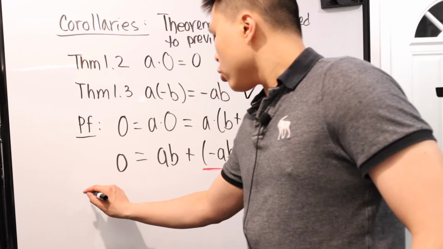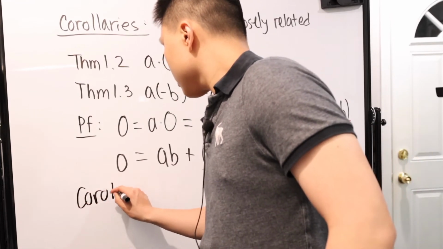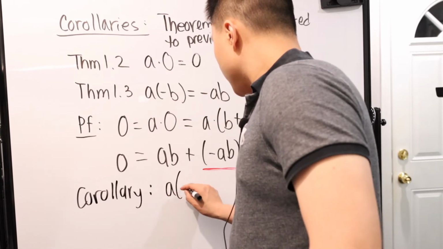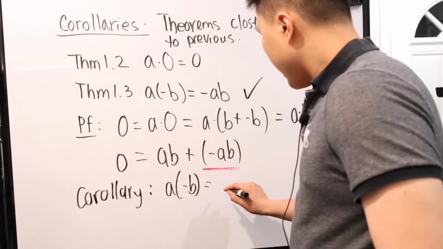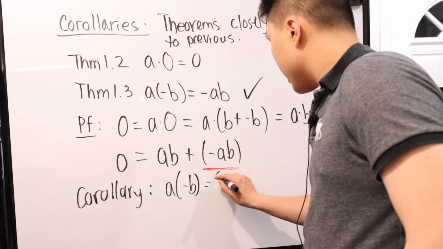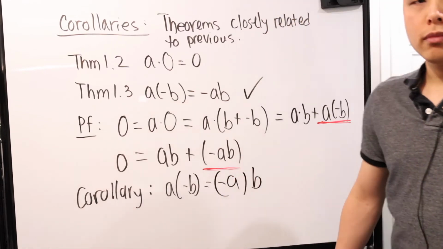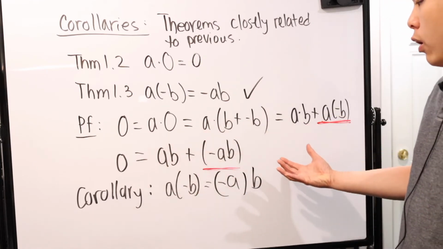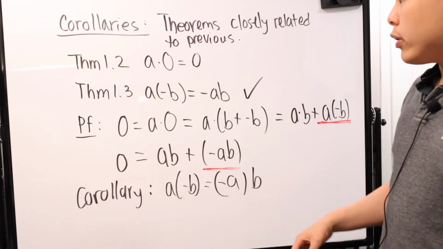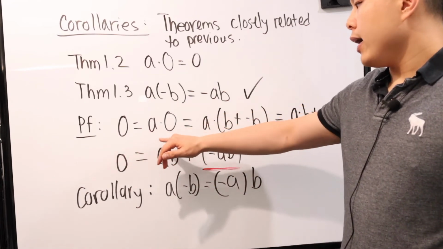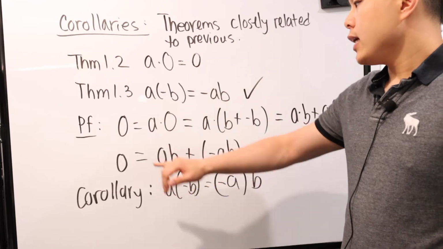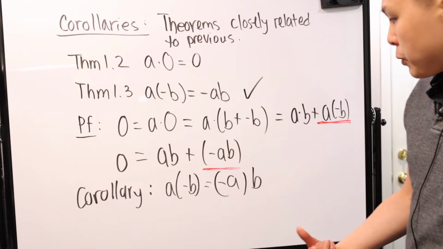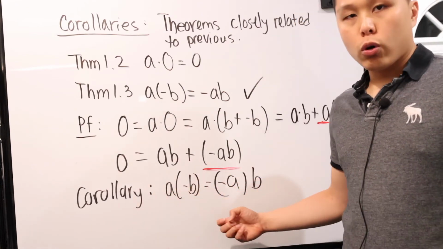Well, I'm going to say corollary: a times negative b is the same as negative a times b. Now, how is that a corollary? Where did it come from? Well, this whole proof, what if I switched it around? What if instead of 0 equals a times 0, I say 0 equals b times 0, and then all of a sudden switch things around. We also have our commutative property with multiplication. This is where the corollary comes in, right?